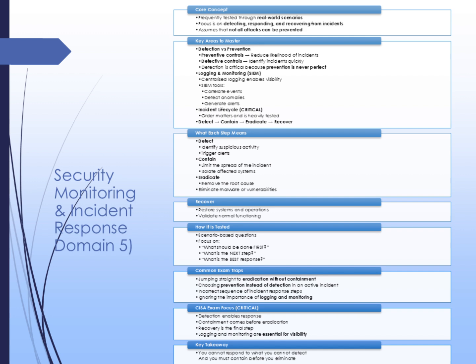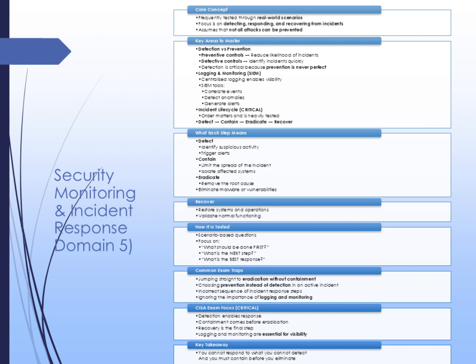You should also understand the role of SIEM systems, security information and event management solutions. SIEM platforms centralize logs from multiple systems, correlate events, detect anomalies, and generate alerts for potential security incidents. The exam frequently emphasizes that visibility is essential for effective incident response.